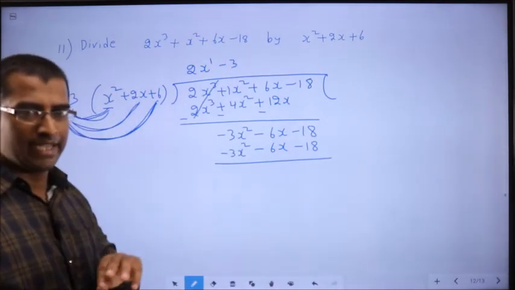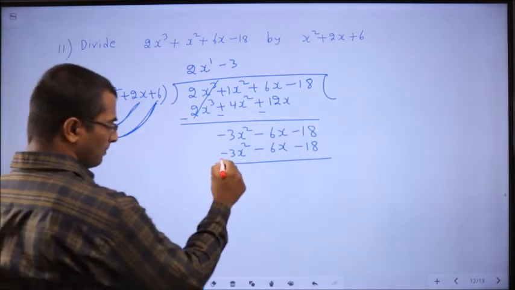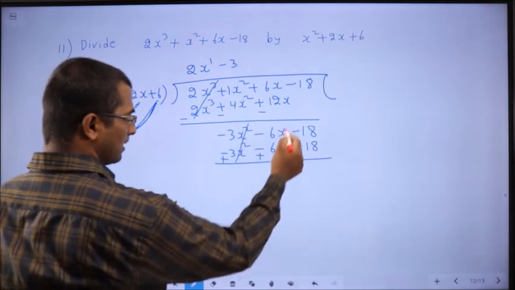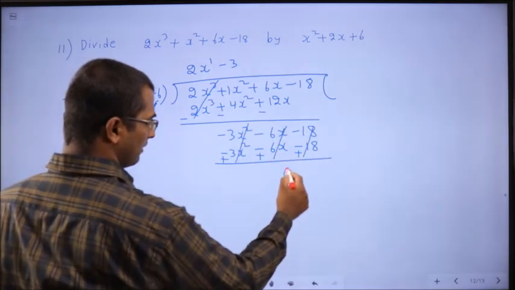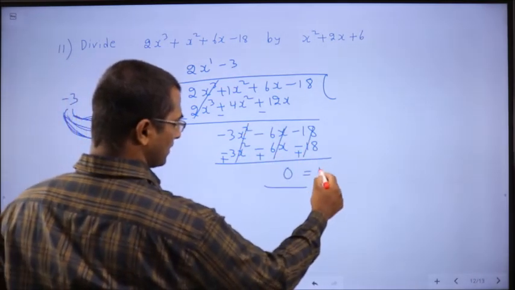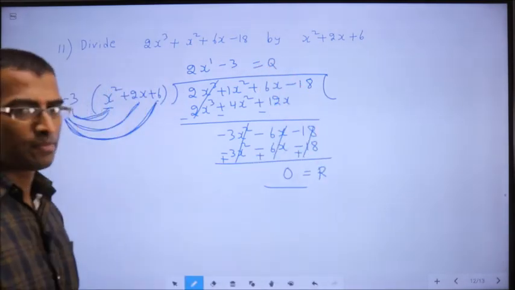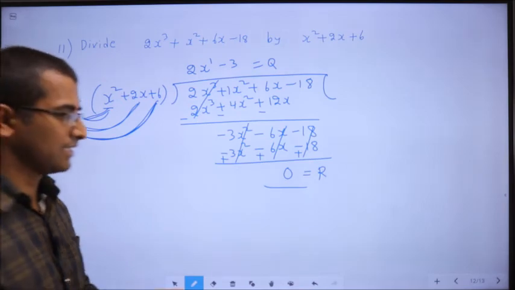Okay. Now change the sign. So minus gets converted to plus. This cancel out, cancel out, cancel out, so left out with 0. So this is the remainder, this is the quotient. Okay. Next question.